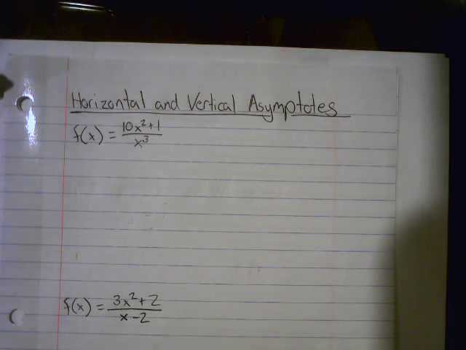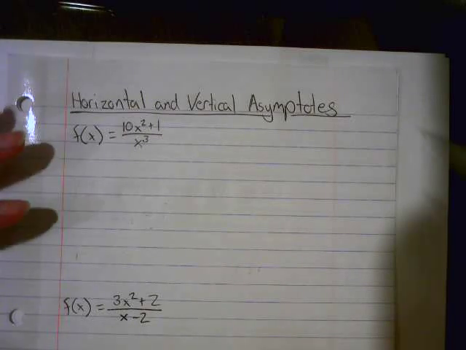Alright, in this video I'm going to be discussing the horizontal and vertical asymptotes of a few different functions, and I'm also going to touch on whether or not these functions are going to have any slant or oblique asymptotes or any holes or removable discontinuities.